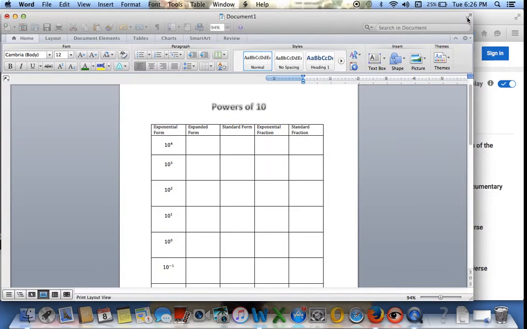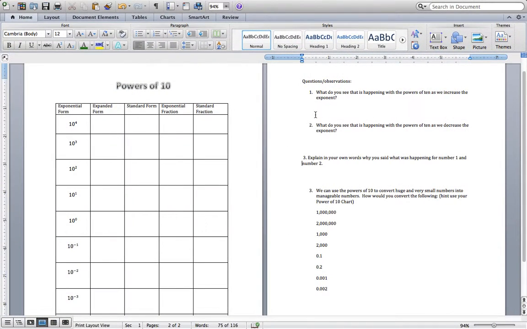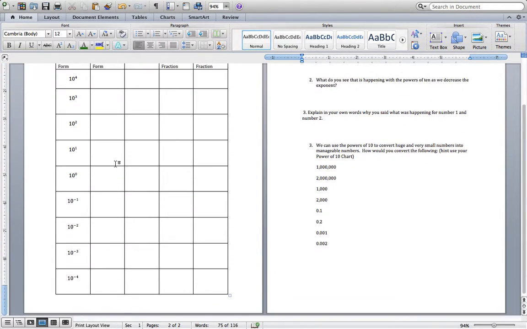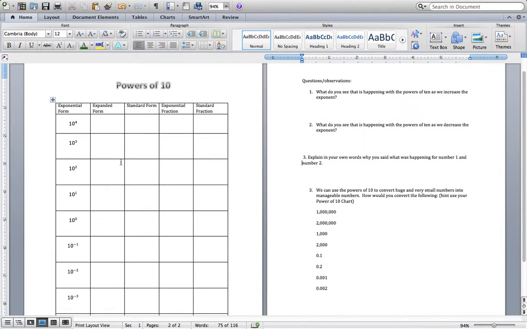Used here real quick are these notes that you will be using. They're called Powers of 10 notes. They've got a front that looks like this, on your left hand side. It has a chart, and on the back there are 4 questions and observations that you'll be needing to take and do using the chart after we fill this in together.